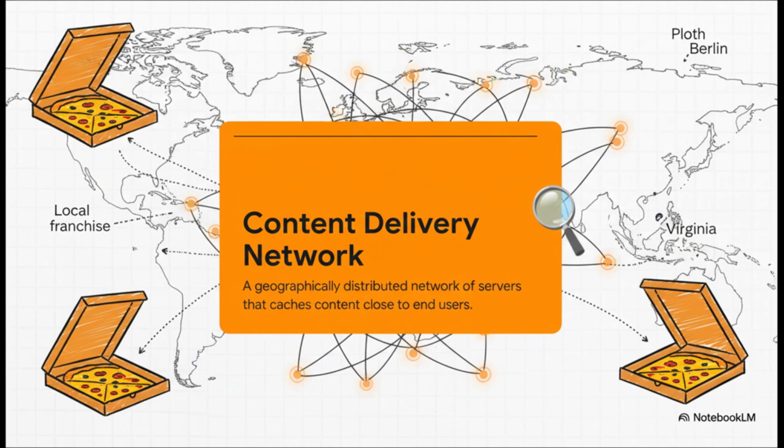The best analogy is a pizza chain. You wouldn't have one giant kitchen in Virginia trying to ship pizzas worldwide, right? No way! You'd open up local shops. That's a CDN. When a user in Berlin requests your site, they don't hit your main server in Virginia, they hit a CDN edge server that's right there in Germany.